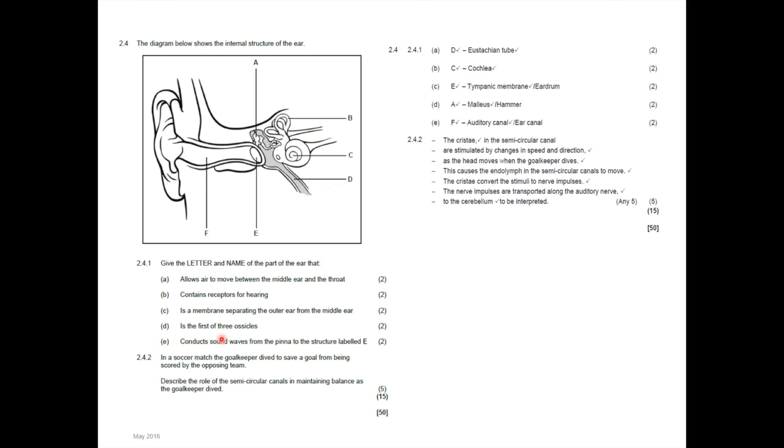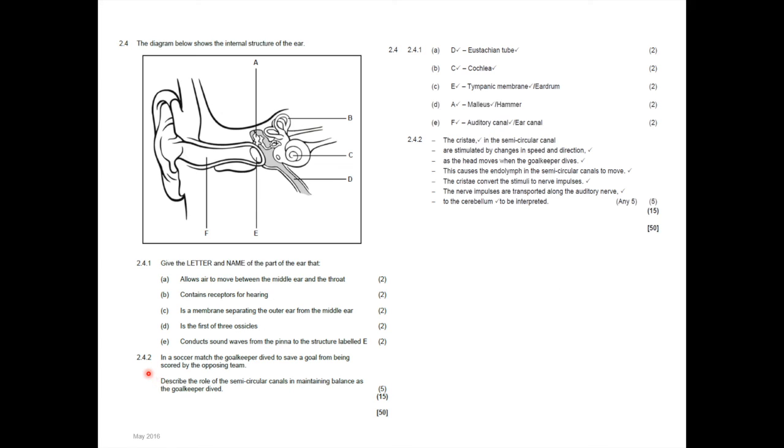D. Is the first of the 3 ossicles. We know it's part A. Could be the hammer or the malleus. E. Conducts sound waves from the pinna to the structure labeled E. That is part F, the auditory canal or the ear canal.